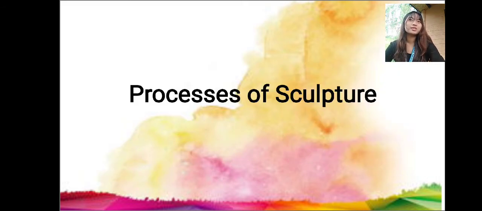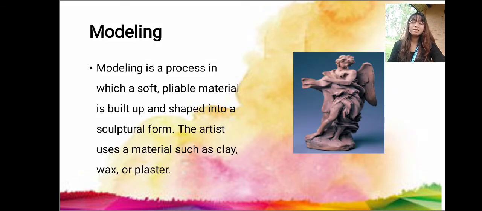So there are a lot of ways and processes of sculpture. The first is modeling. Modeling is a process in which a soft, pliable material is built up and shaped into structural form. The artist uses a material such as clay, wax, and plaster. So, when we say modeling, it is a sculpture that we can bend or fold easily.